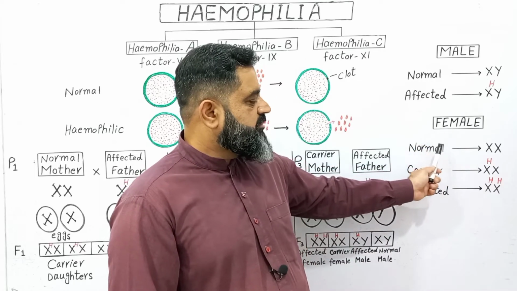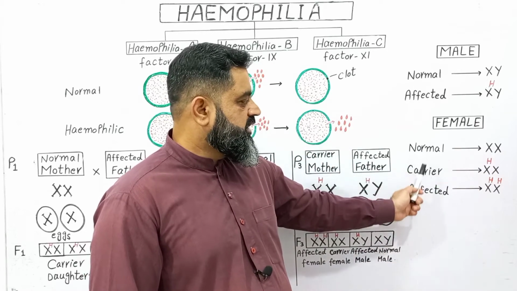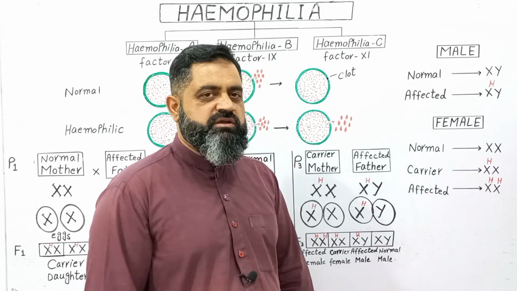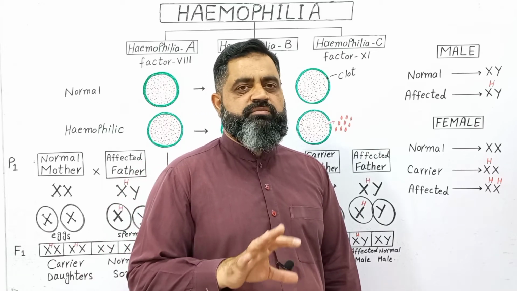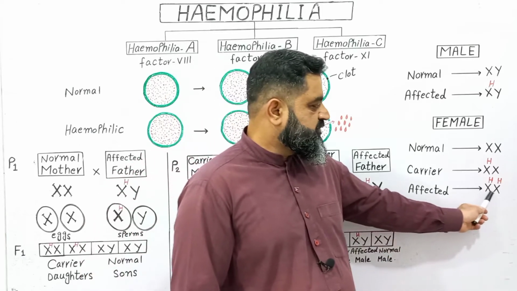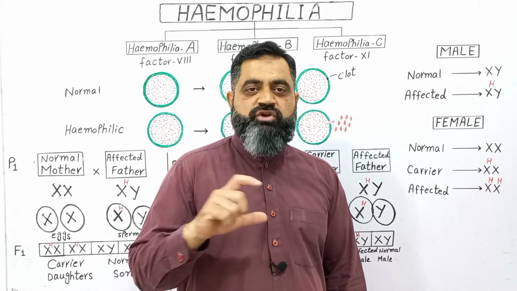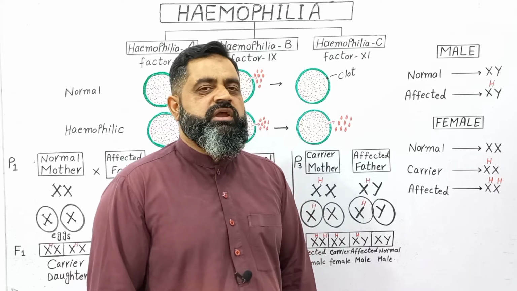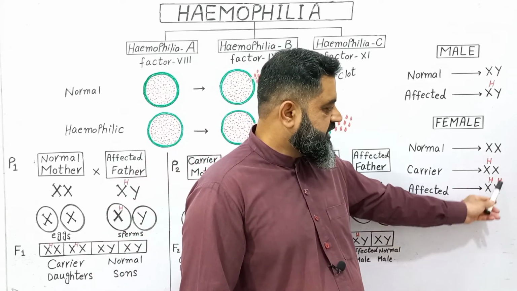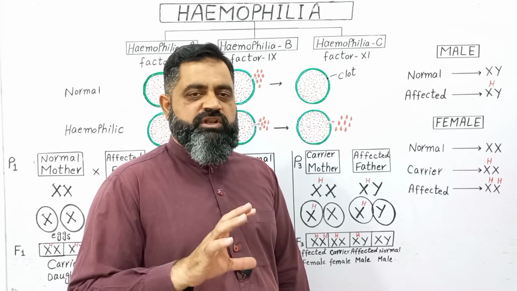In females, if we look, a female has two X chromosomes. If both X chromosomes are devoid of H, then she is normal. If she carries one H gene on one of the X chromosomes, then she will be called a carrier. She is a carrier, but she does not suffer from hemophilia. To be affected by hemophilia, both X chromosomes should have the H gene on them. H gene means they lack these clotting factors which are responsible for blood clotting, and she will suffer from this disease. So XH XH means that she is affected by hemophilia.